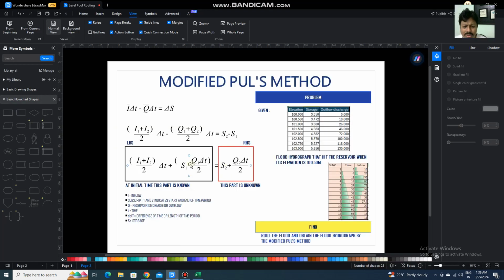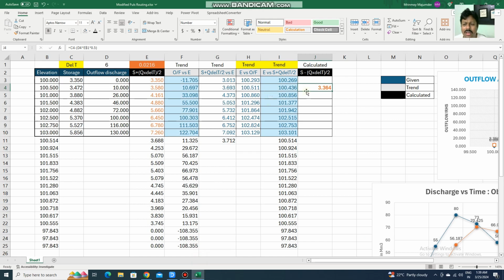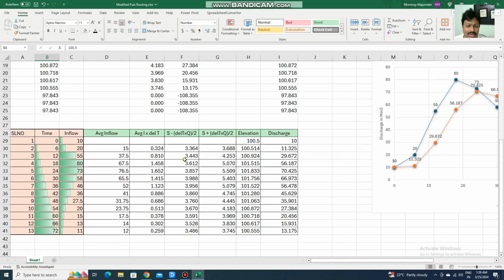So this is a known term, because this is the initial, starting time. S1 I know. What is the storage at the initial time, or just at the start of the flood hydrograph hitting the reservoir, and what is the outflow going on at that time. These two we know. Del T is the time difference. It is very easy. So this 3.364 will be calculated with respect to the elevation 100.5, because at the elevation 100.5 only that flood hydrograph hit the reservoir. So now we have done that. So this is the 3.364.